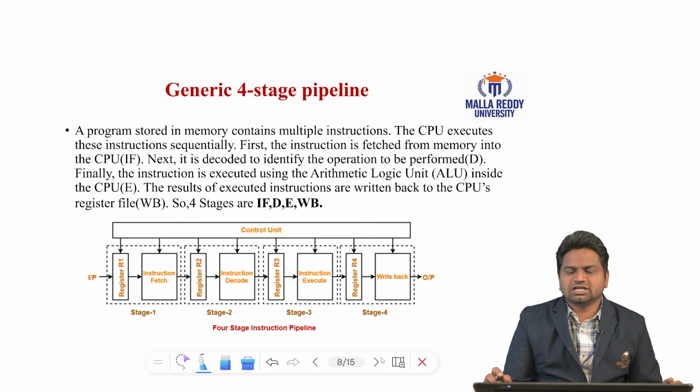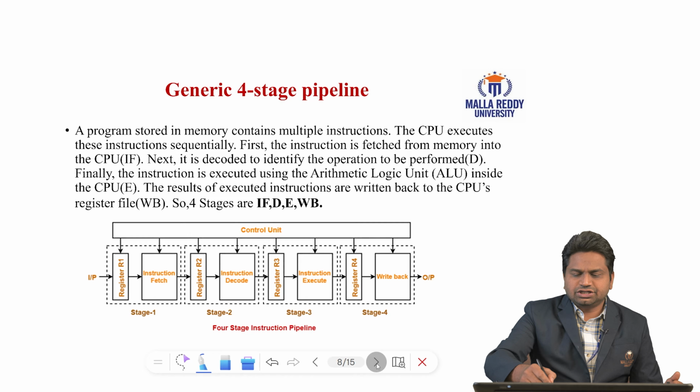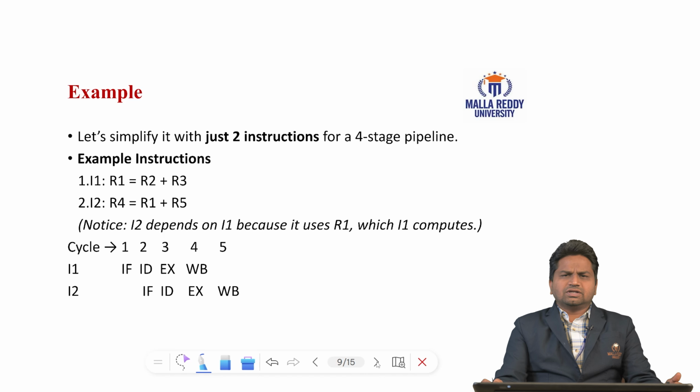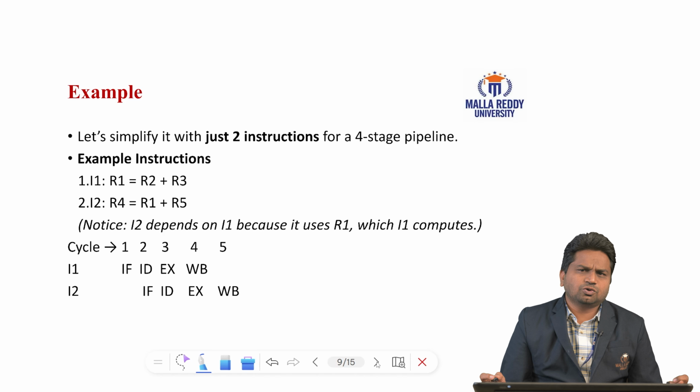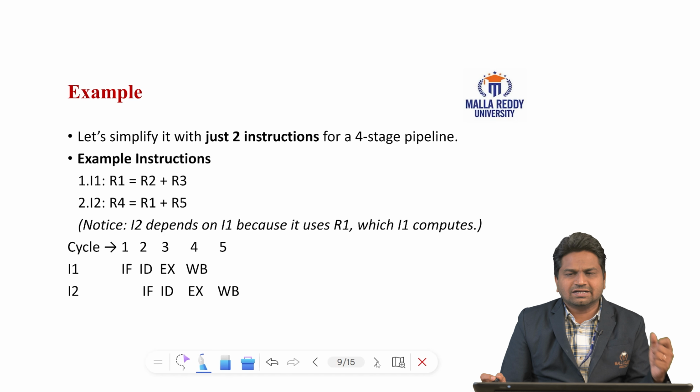So this is the generic 4-stage pipeline which we have. Here we are going to discuss this generic 4-stage pipeline with the execution of 2 instructions only. I have one program, and within that program I have 2 instructions, instruction 1 and instruction 2. Instruction 1 represents R1 = R2 + R3. Instruction 2 represents R4 = R1 + R5.